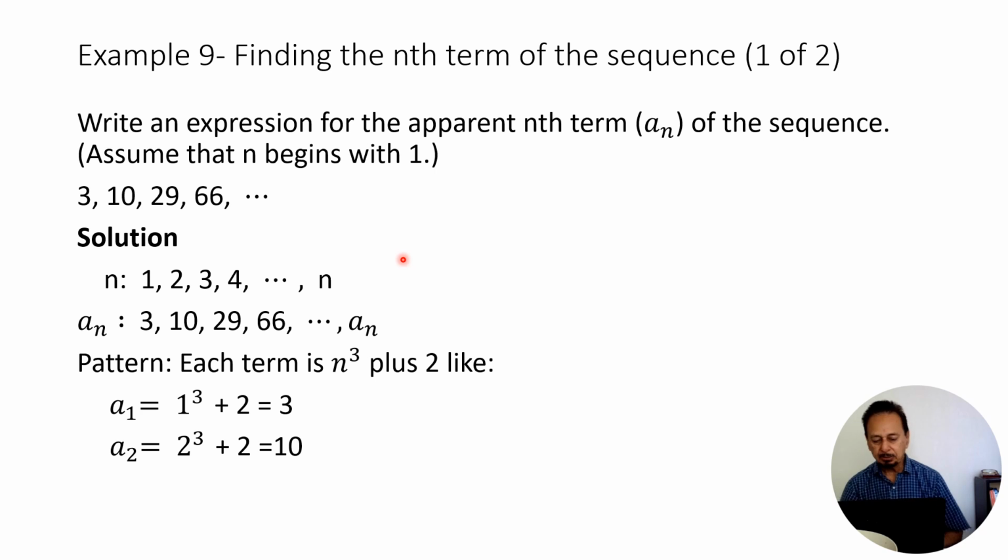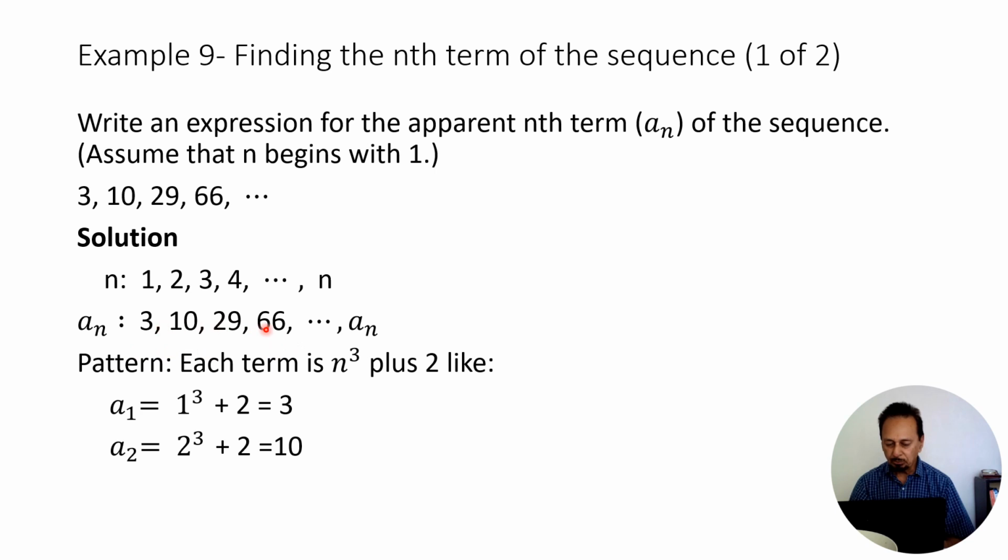That is another example. We are given the first 4 terms of the sequence: 3, 10, 29, 66. And we have to find the nth term. So again, n equals 1 means the first term, 3. n equals 2 means the second term is 10. n equals 3 means the third term is 29. n equals 4 means 66. And when it's n, then it is a sub n, and we want to find a sub n.